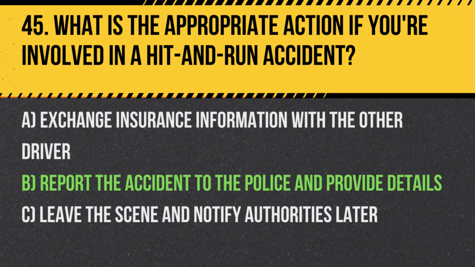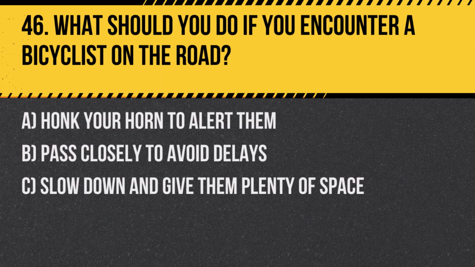Answer B. Report the accident to the police and provide details. If you're involved in a hit-and-run accident, you should report the accident to the police immediately and provide them with all available details, including the other vehicle's description and license plate number if possible. Question 46. What should you do if you encounter a bicyclist on the road?